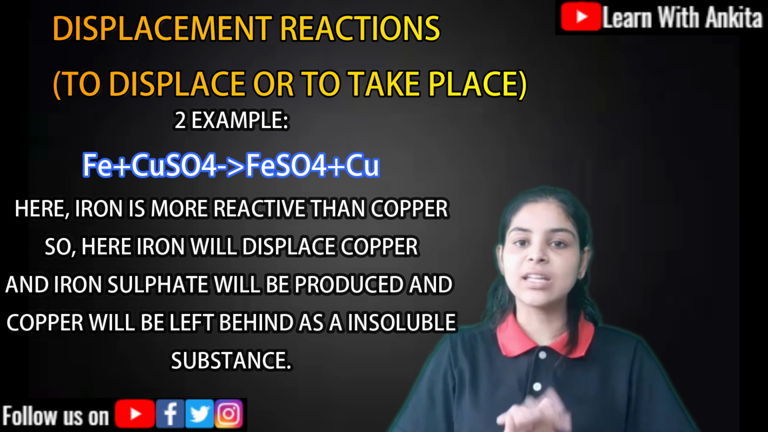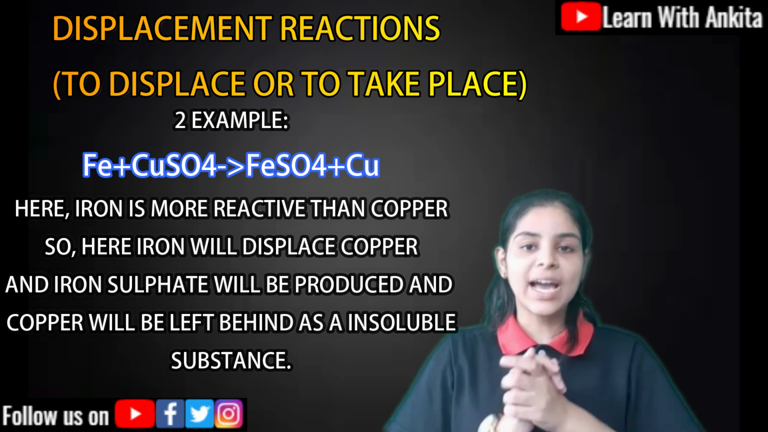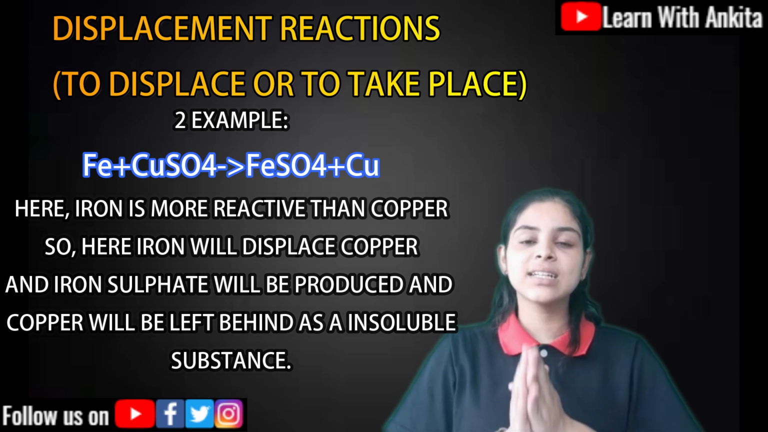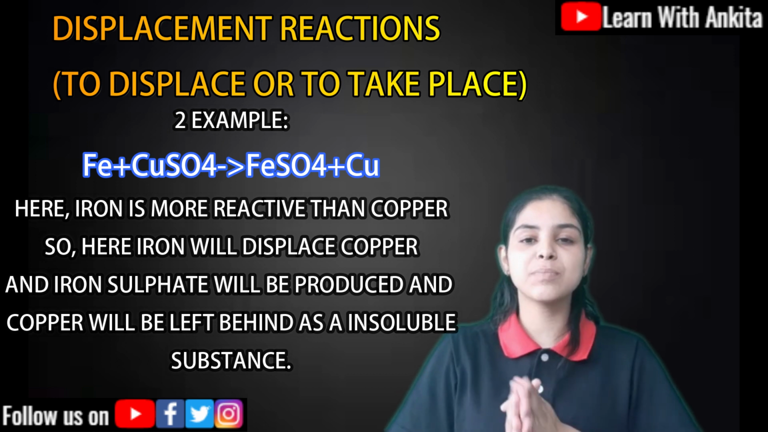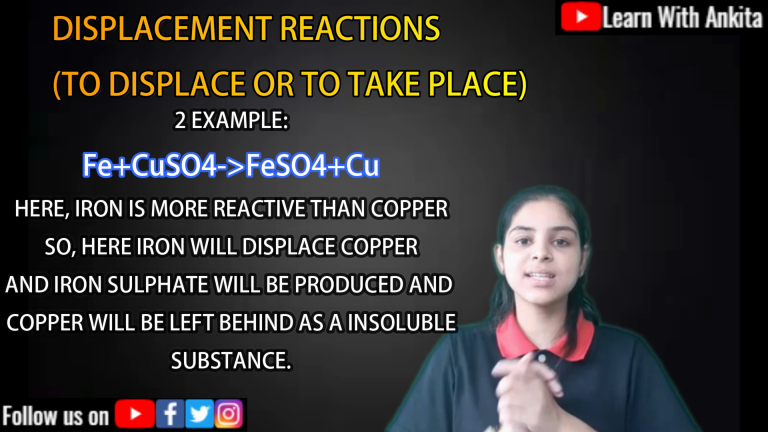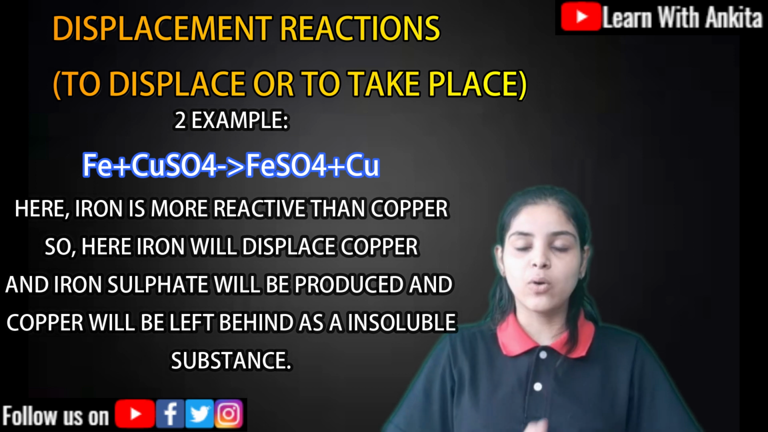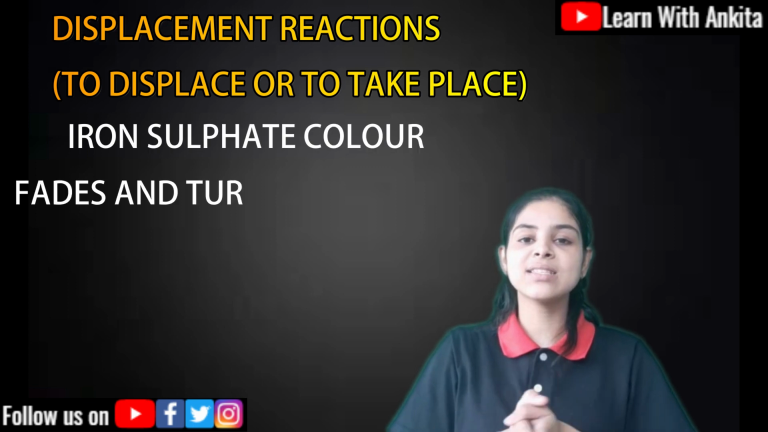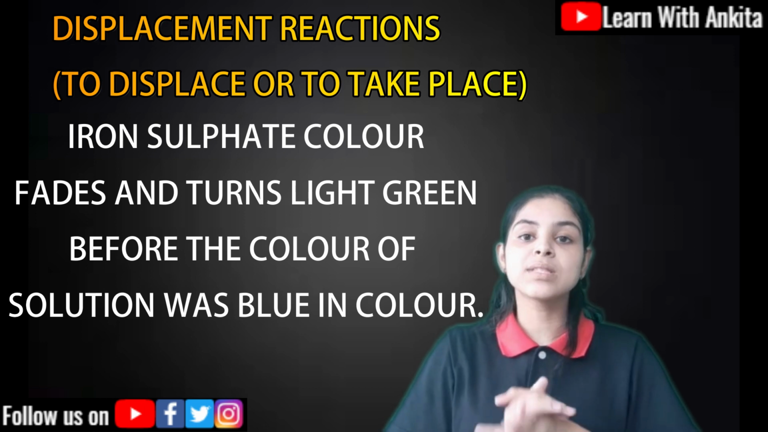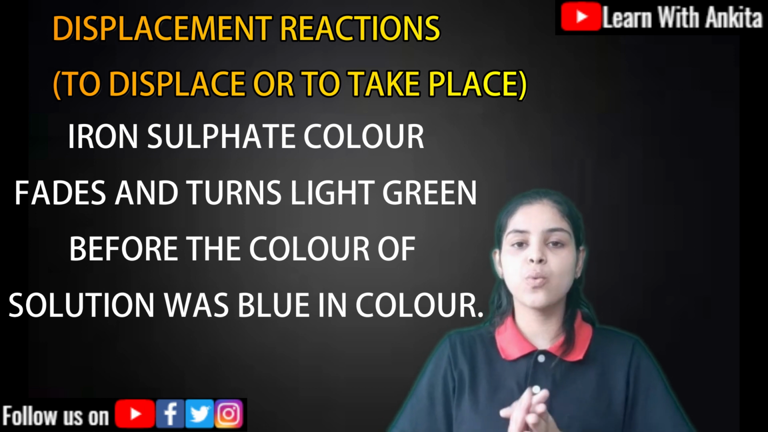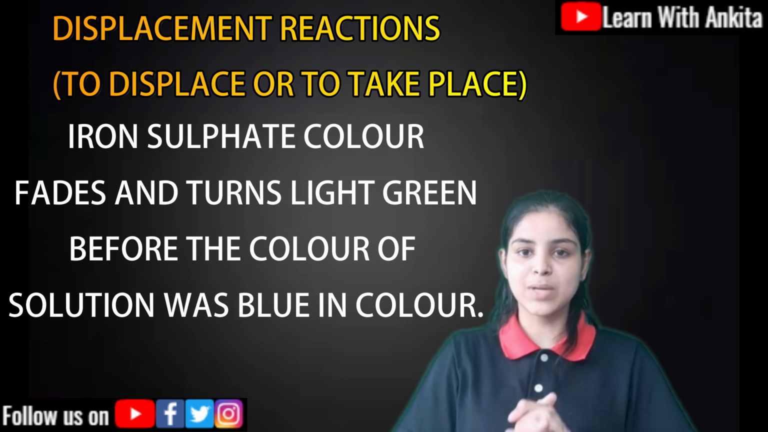Copper sulfate solution is blue in color. Copper sulfate is always blue, but when iron is put into that solution, iron is more reactive than copper, so iron will easily displace copper and it will form iron sulfate, and copper will be left behind. The solution fades and turns greenish, light green in color. So this was the example, and it was the most important example in displacement reaction that I have told you.